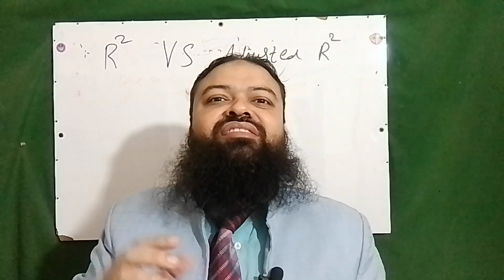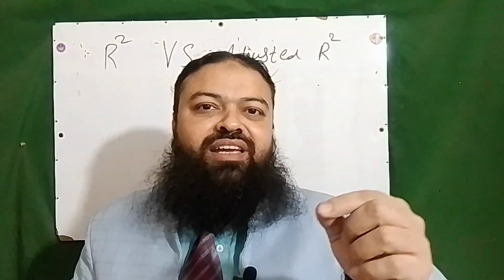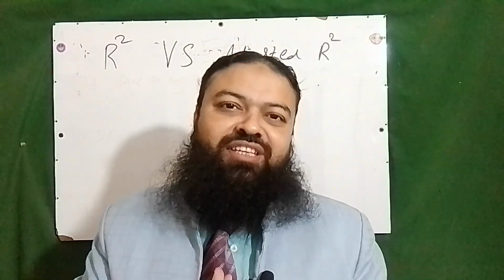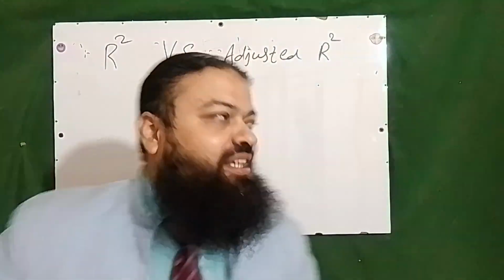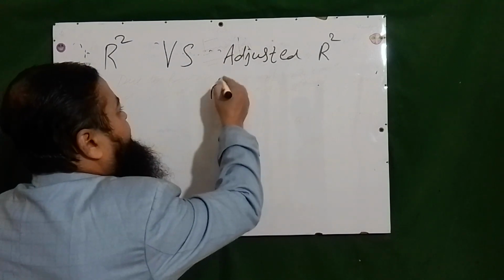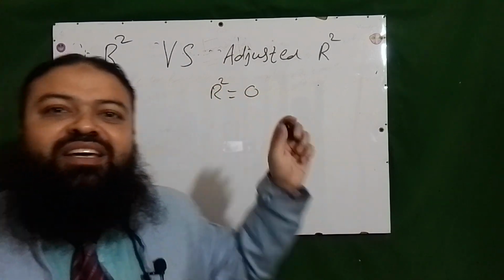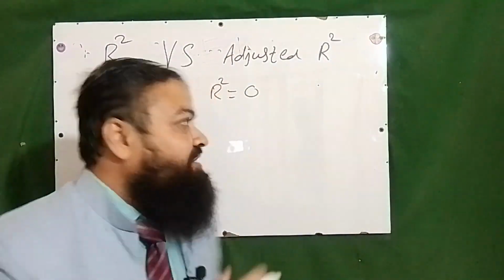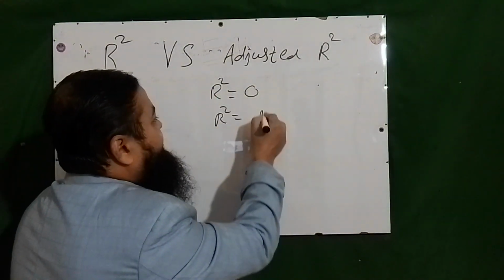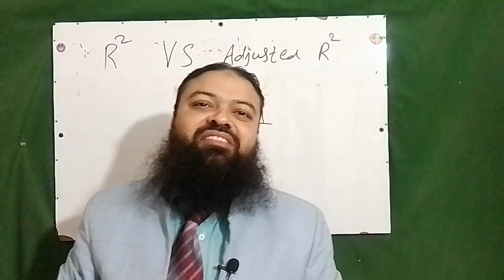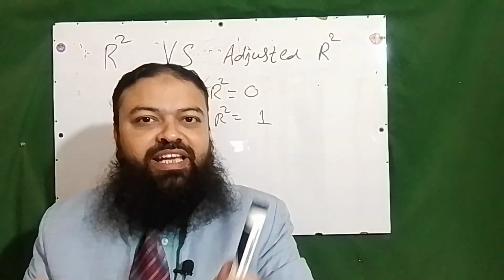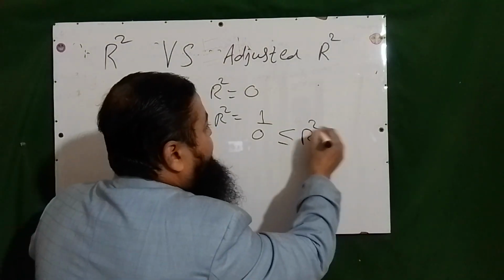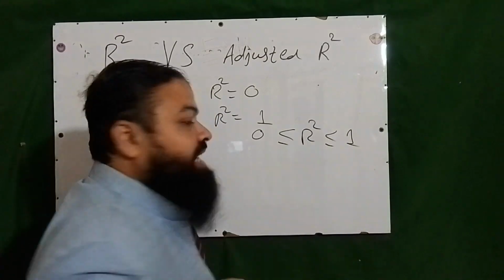R square tells us the variation in the dependent variable y that has been explained by one or more independent variables. If R square is equal to 0, it indicates that no variation in y has been explained by all independent variables. If R square is equal to 1, it means that 100% variation in y has been explained by all independent variables. It ranges from 0 to 1. Both are included. And I will give you the example.